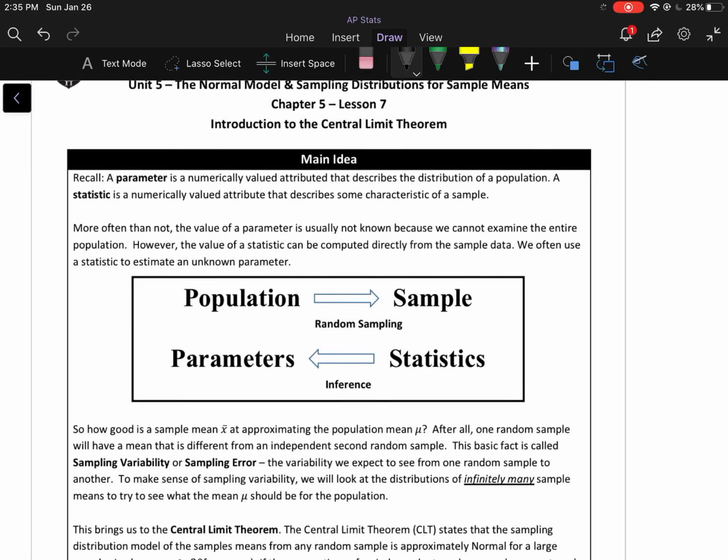Hello, everyone. We're going to complete lesson 7, which is an introduction to the central limit theorem. The central limit theorem is a very important concept that we're going to learn about. It is basically the backbone of a lot of the statistical things that we are going to do later on this school year.